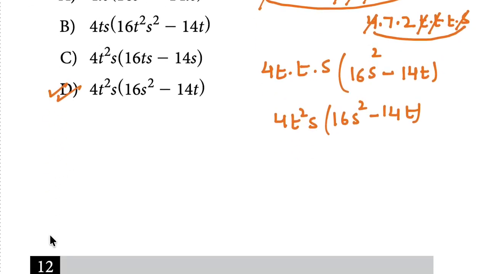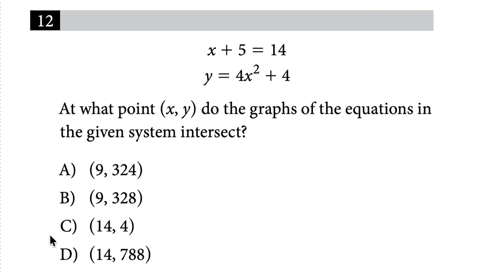Okay. Now let's come to question number 12. Two equations are given to us and we have to solve them for x and y, and these are the coordinates. That means we have to find the value of x and y. Now if we see this question, this first equation has only one variable, right? So if you have one variable, you need only one equation to solve that. So if I solve this equation, I'll get the value of x from here itself.